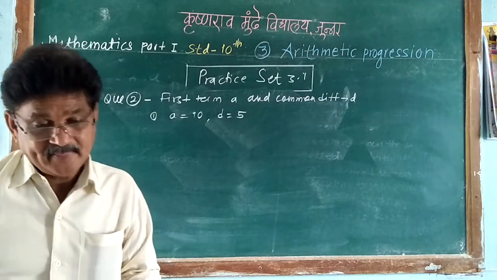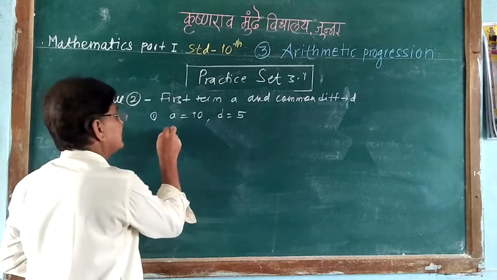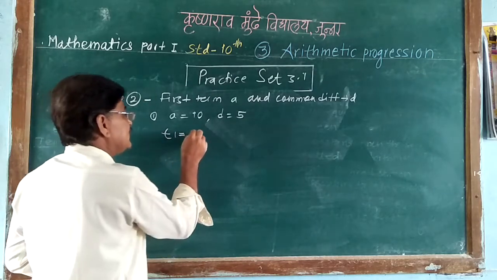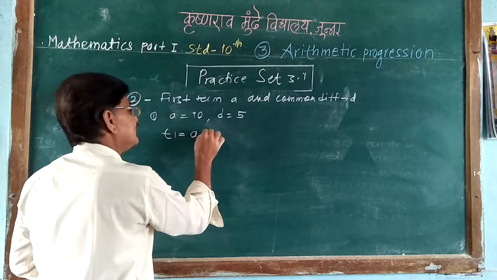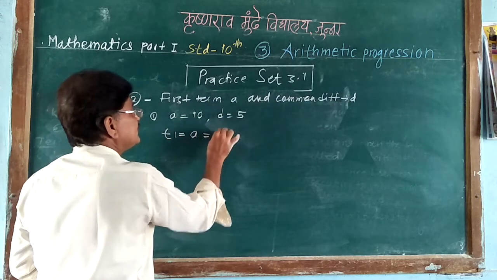Then first we write T1, the first term, is equal to A. A means first term, T1 means first term, is equal to 10.